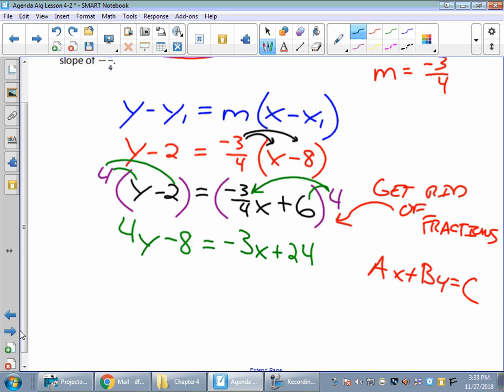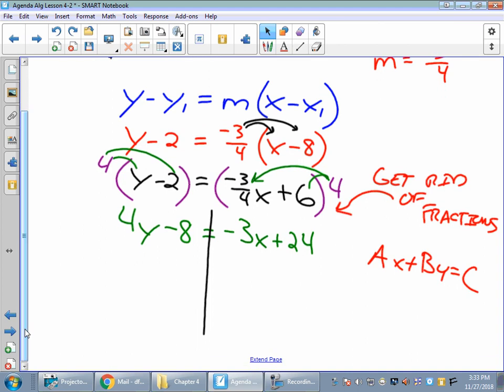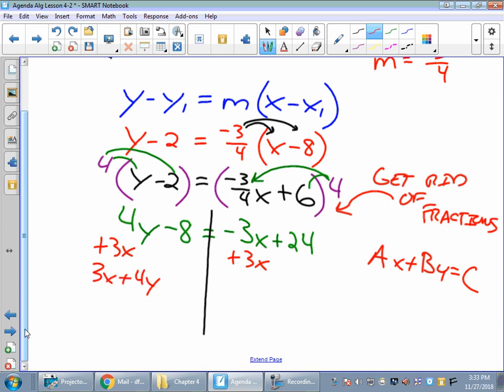So I'm just going to draw our little line here, just like we did when we were solving equations back in chapter 2, basically. Have the equal sign there, so we know we're working on both sides. So I know with standard form, I've got to get my variables on the left. So I've got to get this negative 3x, I've got to bring that over to the left-hand side. So to do that, I'm going to add 3x to both sides. And now I've got, on the left-hand side, 3x plus 4y minus 8 equals just the 24 over here on the right-hand side.